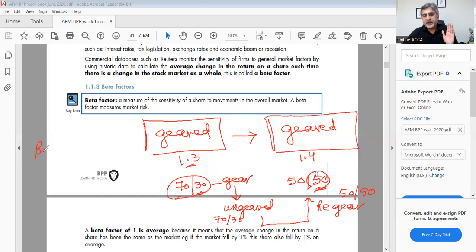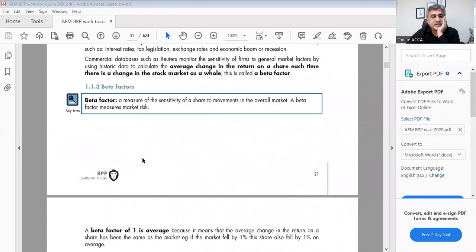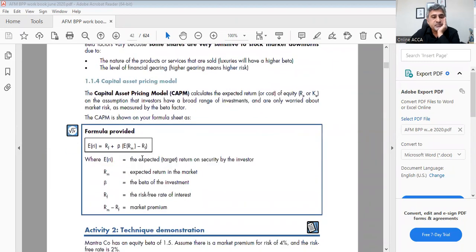The formula which I will apply: beta asset is equal to beta equity into equity divided by equity plus debt into 1 minus T. The only difference is when I use it to ungear, I will use the 70-30 ratio. When I regear, I will use the 50-50 ratio. As a result, it will become 1.4, 1.42, 1.43. Okay, so we are done with this. Although it was a quick recap, we went into more details than expected and spent more time.